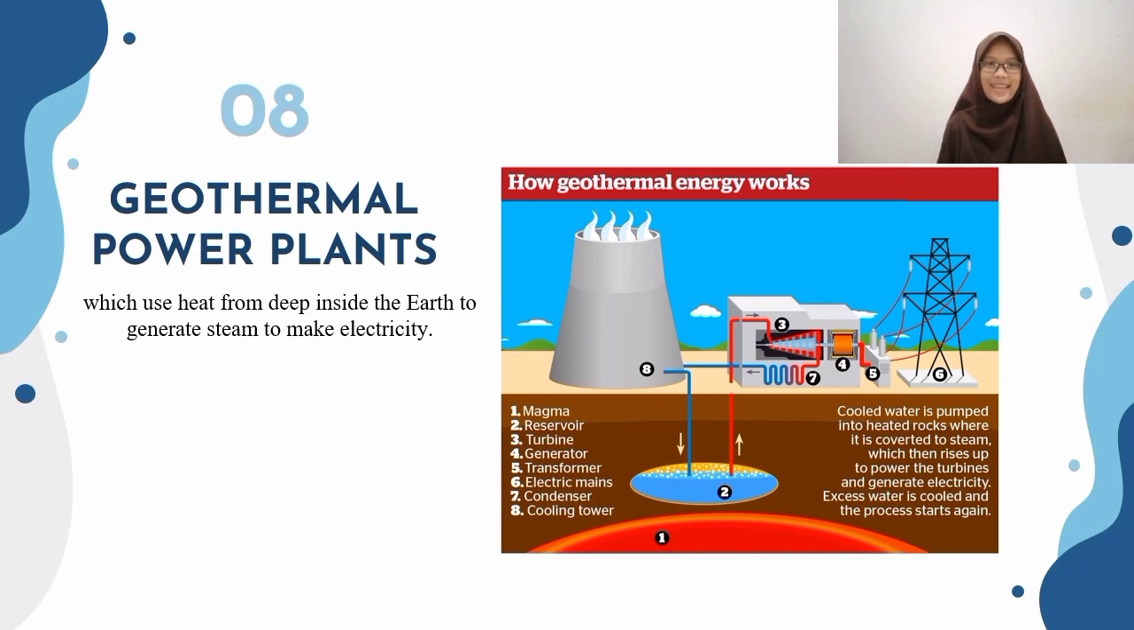And the last is geothermal power plants. The three main types of geothermal plants include dry steam power stations, flash steam power stations, and binary cycle power stations, all of which use steam turbines to produce electricity. Geothermal power plants are considered to be environmentally friendly and emit lower levels of harmful gases compared with coal-fired power plants.